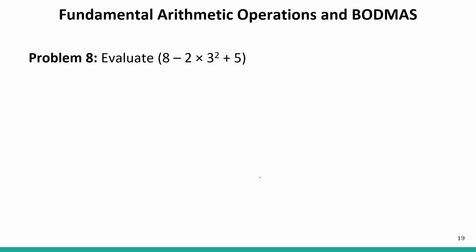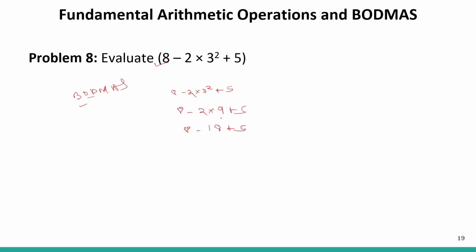So problem number 8. It asks us to evaluate 8 minus 2 into 3 square plus 5. Okay. So what do we do first? We evaluate the bracket first using the BODMAS rule, right? BODMAS. Bracket first. So 8 minus 2 into 3 square plus 5. Then exponent, yeah, we have there. So 8 minus 2 into 9 plus 5. Then we see for multiplication. So 8 minus 18 plus 5.